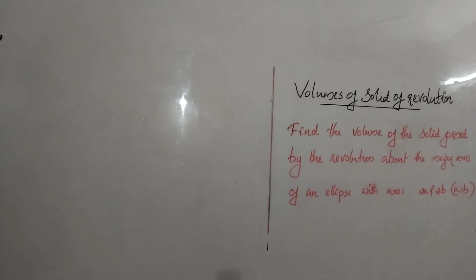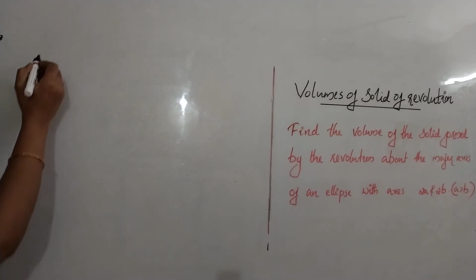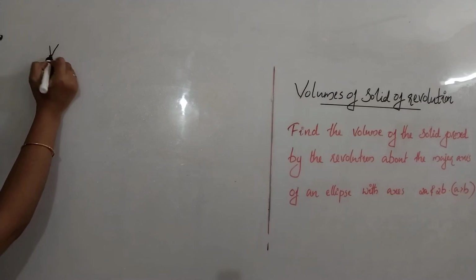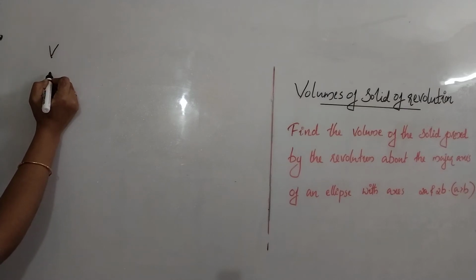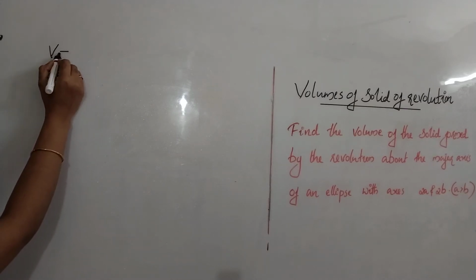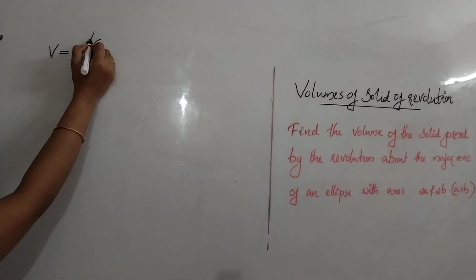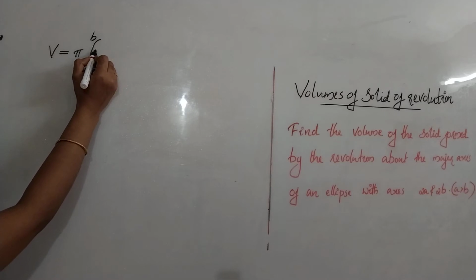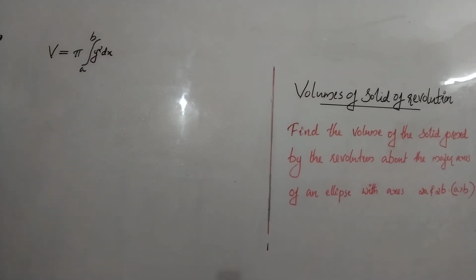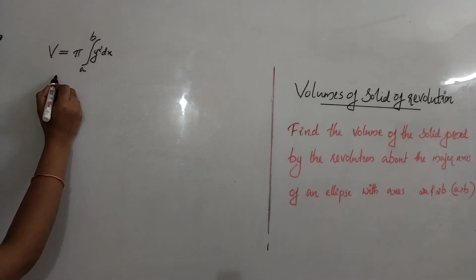Then to find the volume of a solid of revolution, we can use the formula, that is, revolution about the x-axis: V is equal to pi into integral a to b y square dx. How can we approach this formula?